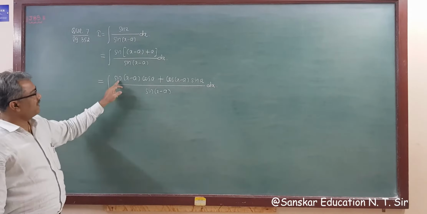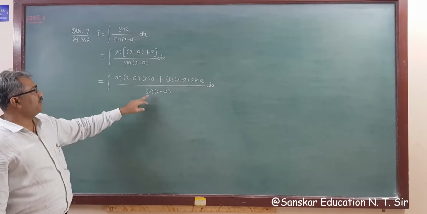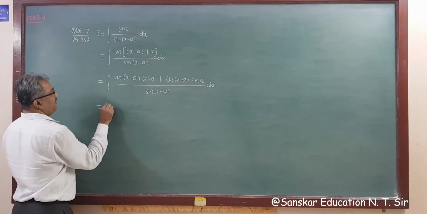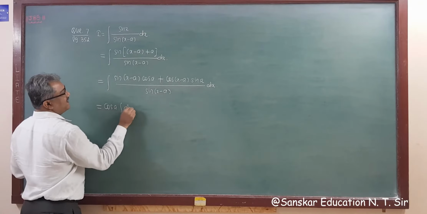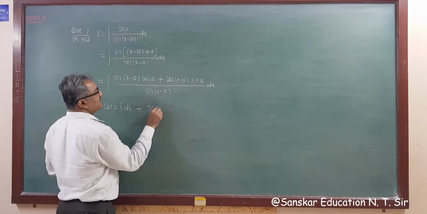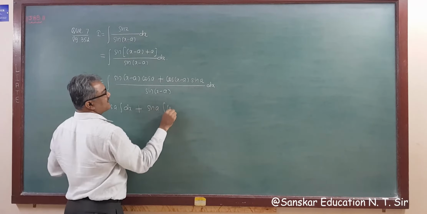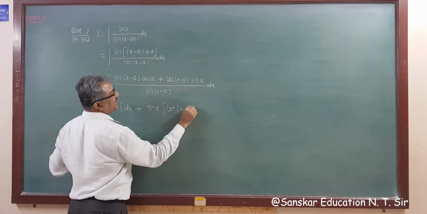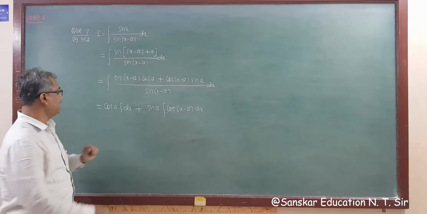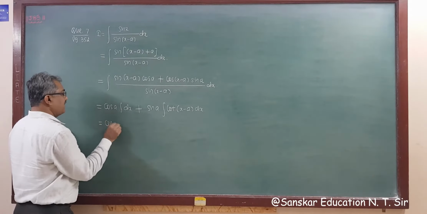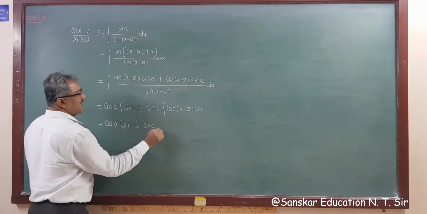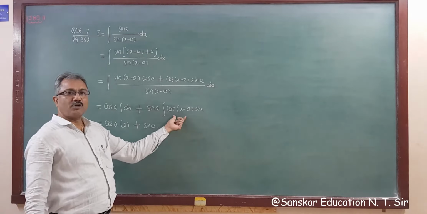Right? So now bifurcating this, sin upon sin we get the same. So cos a is constant. So the answer will be cos a integral dx plus sin a, which is constant, writing outside of the integration sign, and cos upon sin is cot(x minus a) dx. Integration of 1 is x. So integrating this, what we get? Cos a into x plus sin a as it is, and integration of cot x is log mod sin x.